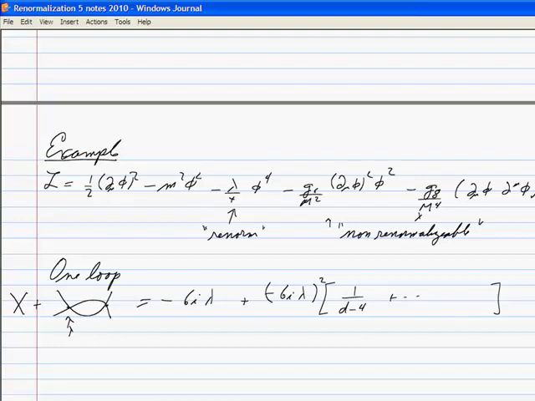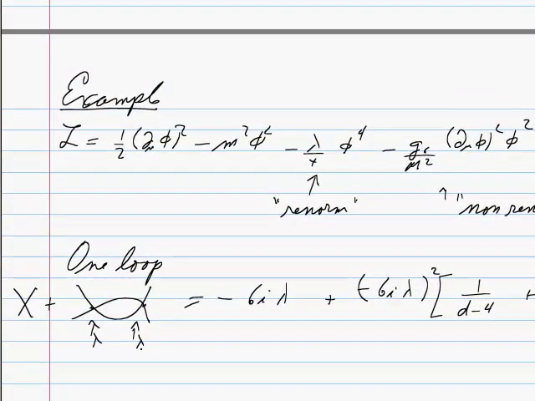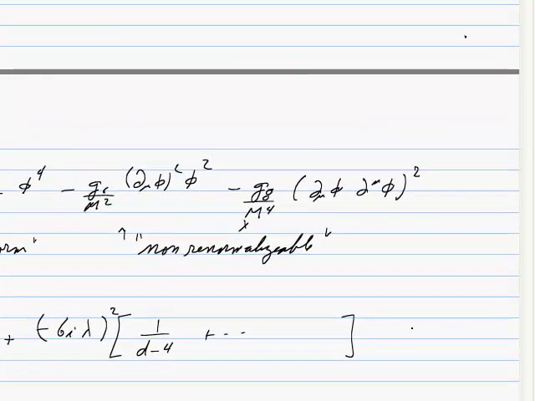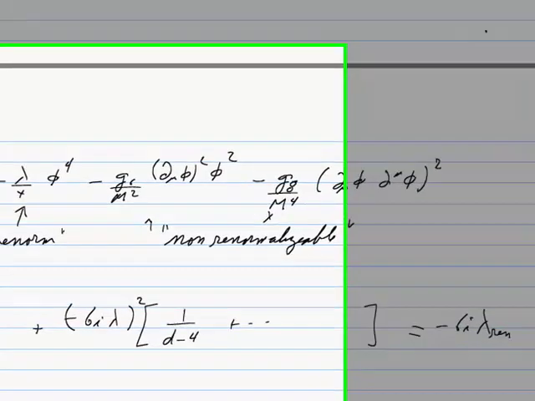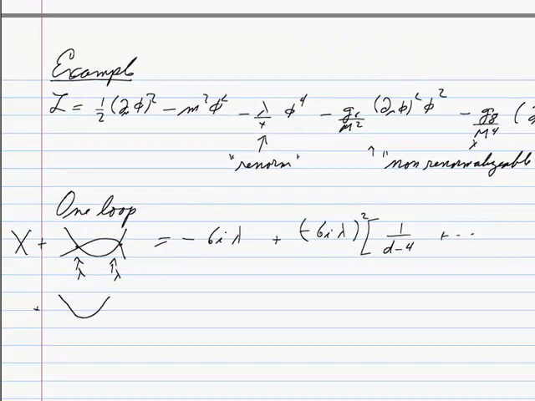So if I do λ and λ there, you basically absorb that divergence into λ. So this goes into minus 6iλ renormalized. However, if I did it with the non-renormalizable interaction, and let's do the same thing now with this guy, g6 over m squared, g6 over m squared.